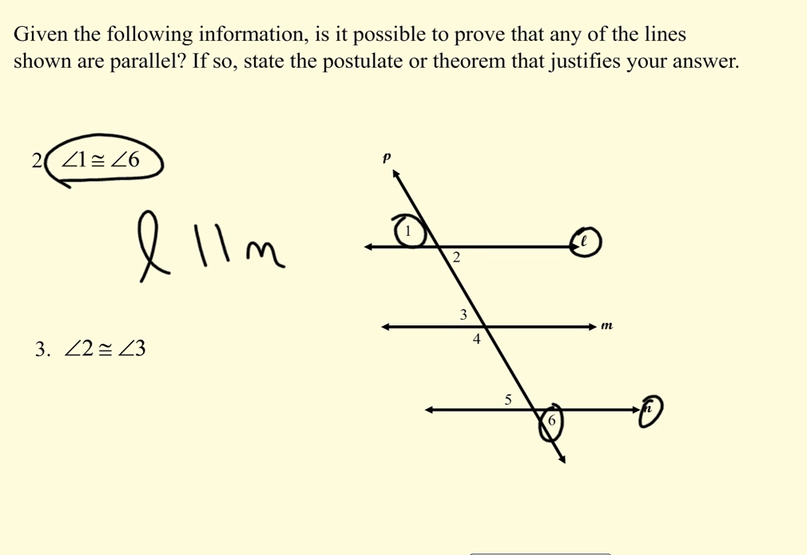So now let's take a look at number 3. 2 and 3. Well, they are on opposite sides of the transversal, but they are interior. In fact, they would be alternate interior. So that's going to be the converse of alternate interior angles theorem. And I'm going to say L is parallel to M. That is all I can say. Let me rewrite this. This is not M. This is N.